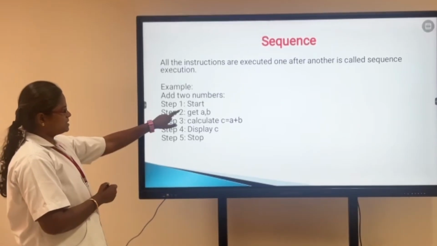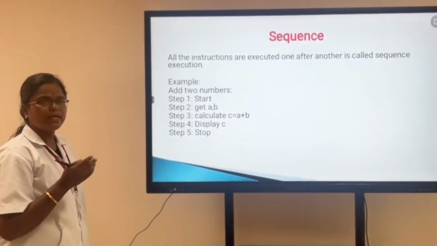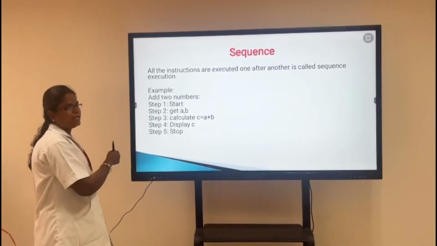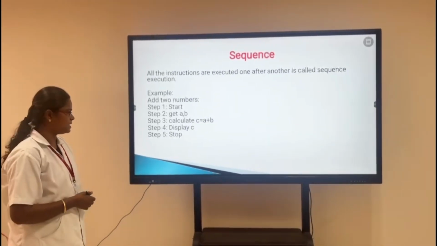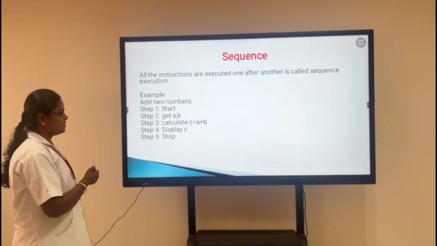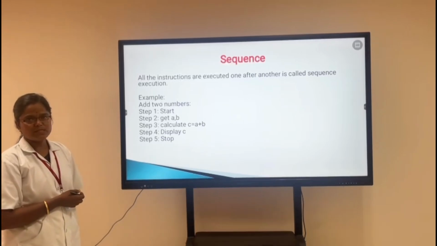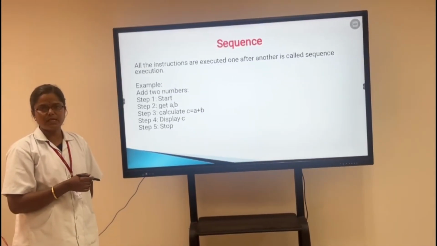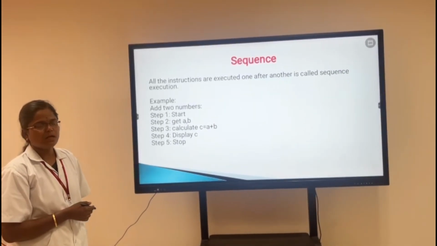So in the first step, we are starting the program, and in the second step we are getting the two inputs for adding. We are naming them A and B, and in the third step we are calculating A plus B, and we are storing the result in C, and in the fourth step we are displaying the result, that is C, and finally the stop statement is given. This is the example for sequence control flow. The statements, instructions are executed line by line. No jump of instructions or no jump of control flow is done.